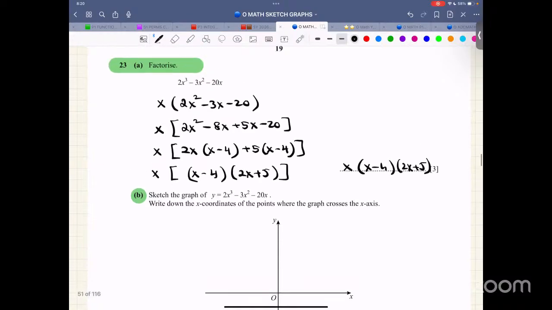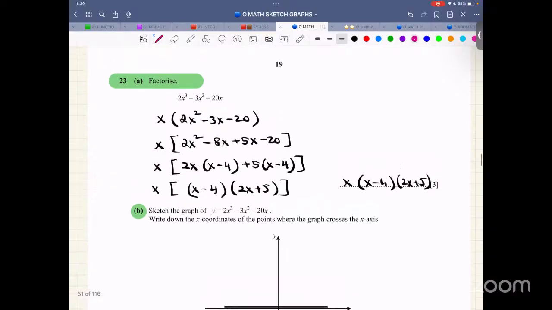Now keep in mind one thing which people forget. It simply says factorize. It's not an equation. So therefore, do not equate to 0. At this point, it's not an equation, it's just an expression. Keep that in mind.